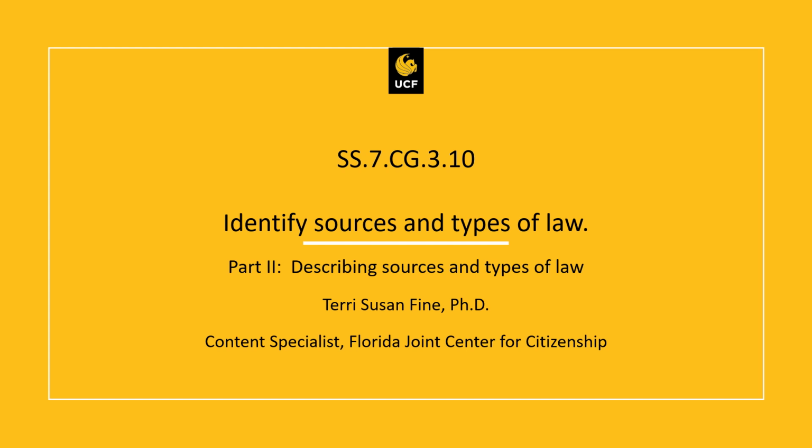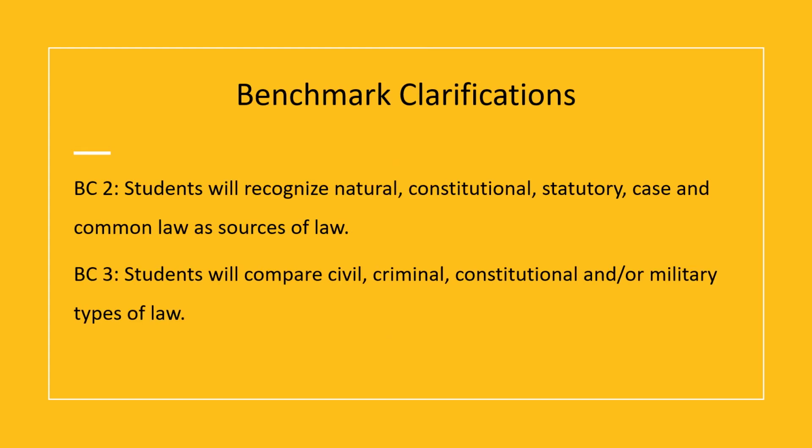Today we focus on CG 3.10, Identify Sources and Types of Law. In Part 2, we focus on describing sources and types of law. Benchmark clarifications number 2 and number 3 are our focus. In benchmark clarification 2, students will recognize natural, constitutional, statutory, case, and common law as sources of law. Benchmark clarification 3 asks students to compare civil, criminal, constitutional, and/or military types of law.